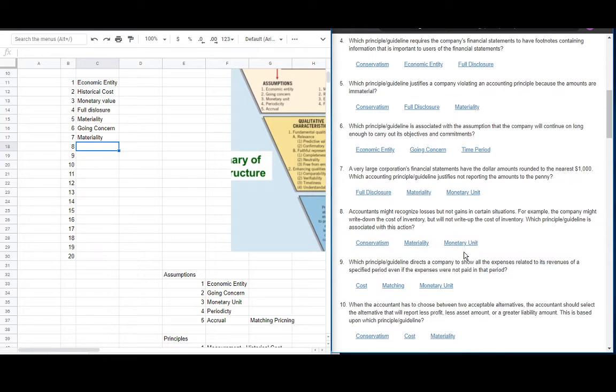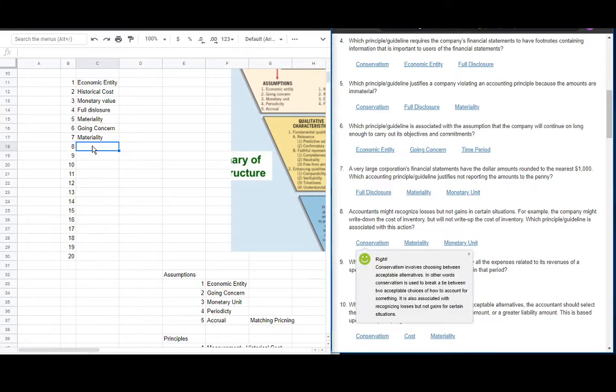Yun, number 8, accountants might recognize losses but not gains in certain situations. So this is the conservatism. From the word itself, conservatism. So when given two choices, yung accountant will choose the choice that has the least effect to the enhancing of the company. So kung ganito, pagpipili accountant na kumita or mag-loss, pipili niya yung mag-loss. Yun yung conservatism.